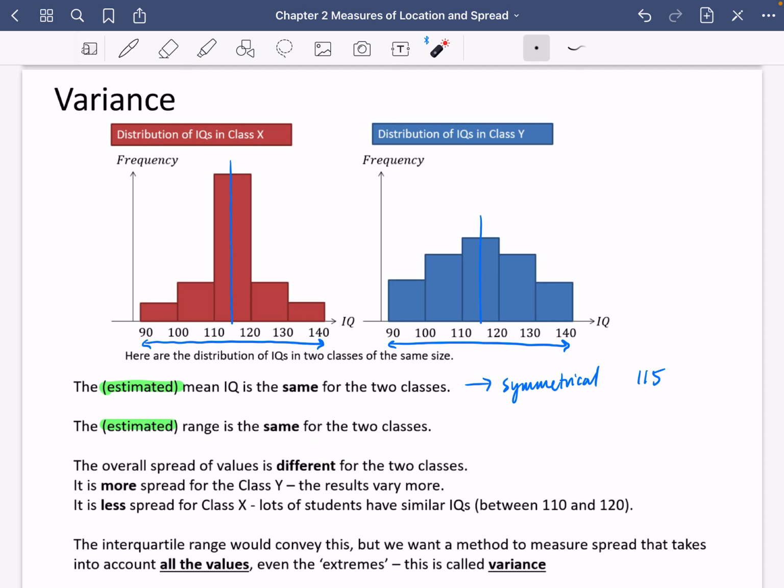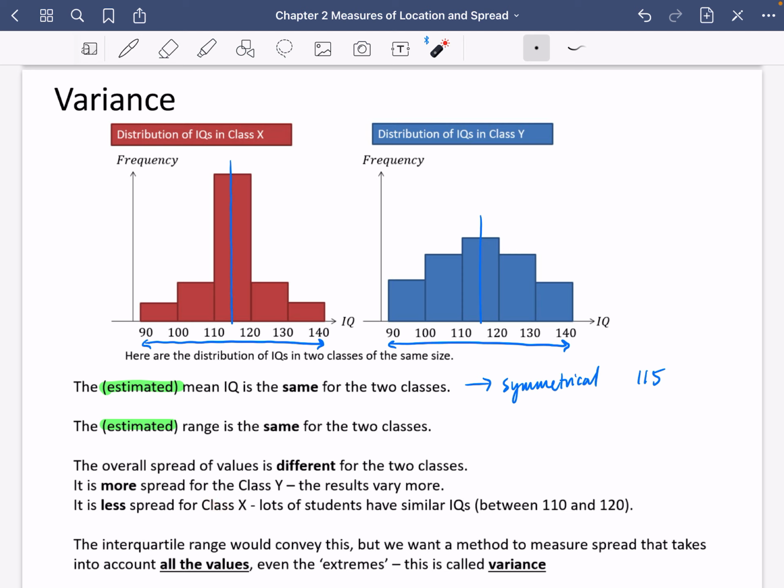But what I've got here is that the overall spread of the values is different for the two classes. So for class Y, which is the second one I've got here, the data is more spread out. And what I mean by being more spread out is that the results vary more. You've got lots of students getting all different kinds of IQs in this range here. Now, it is less spread for class X.